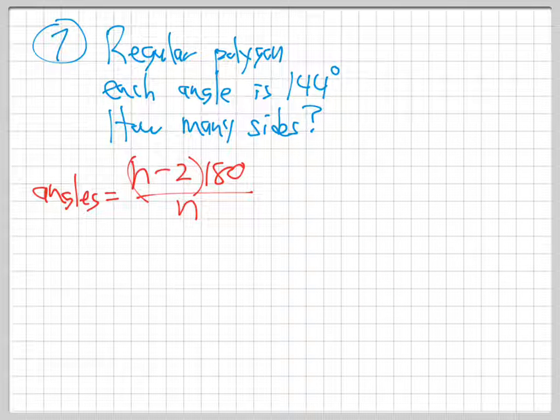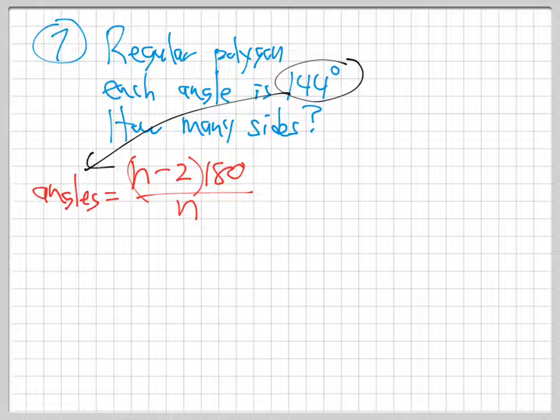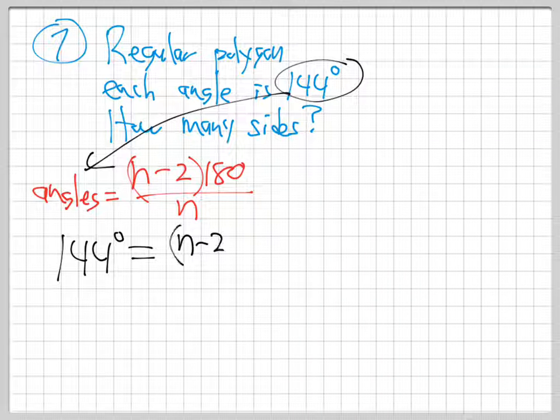All right. And they're telling us the angle is 144. So pop in the 144. So 144 degrees equals (n minus 2) times 180 over n. So we just have to find the n now. We have to find out what value of n makes that true. How many sides, right? What is n? How many sides to make it come out 144? How should we solve that problem?